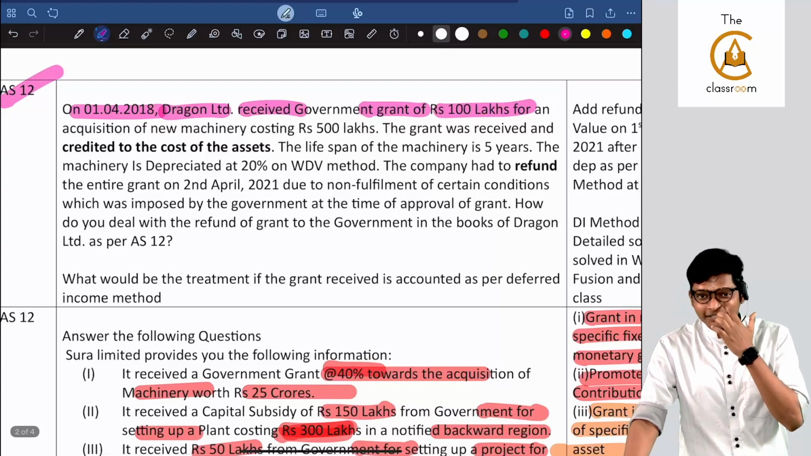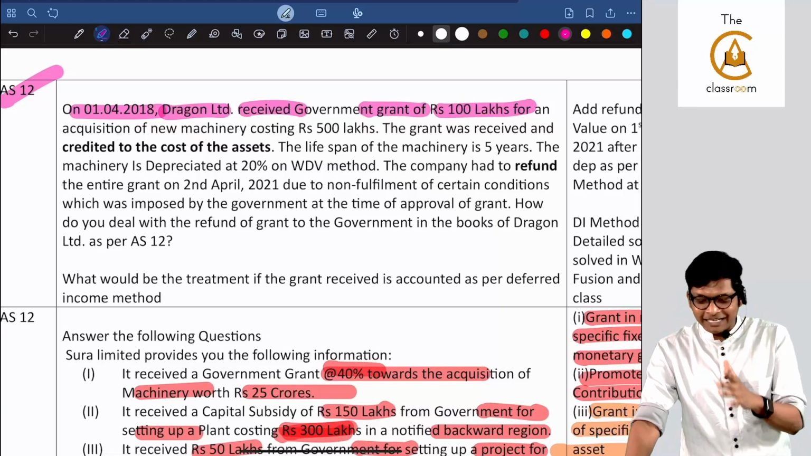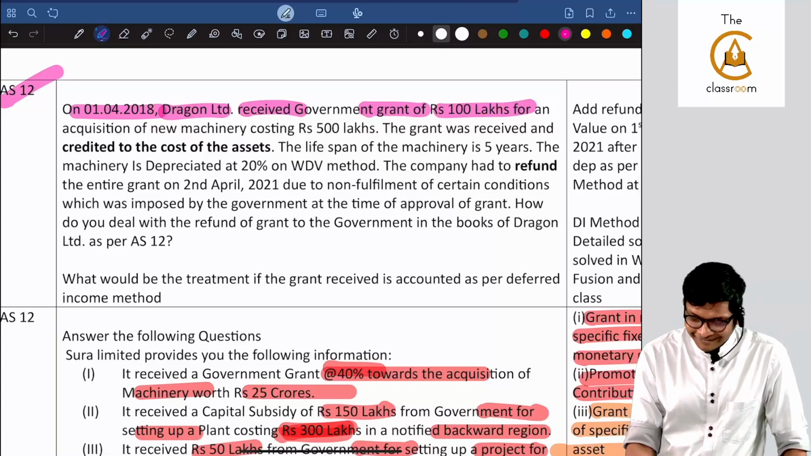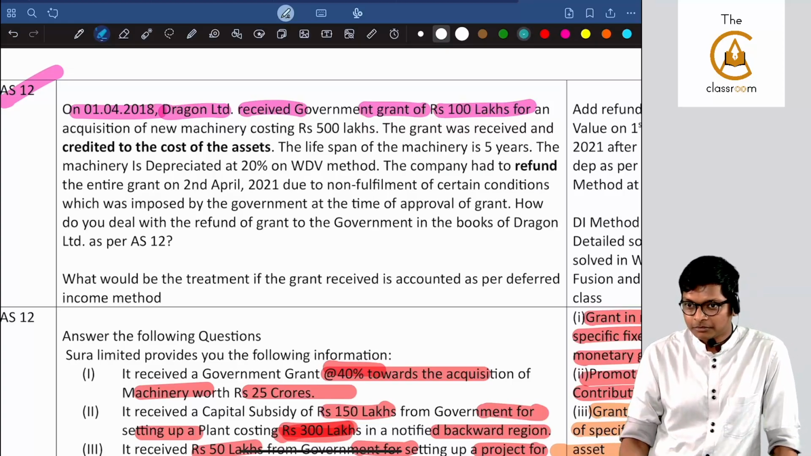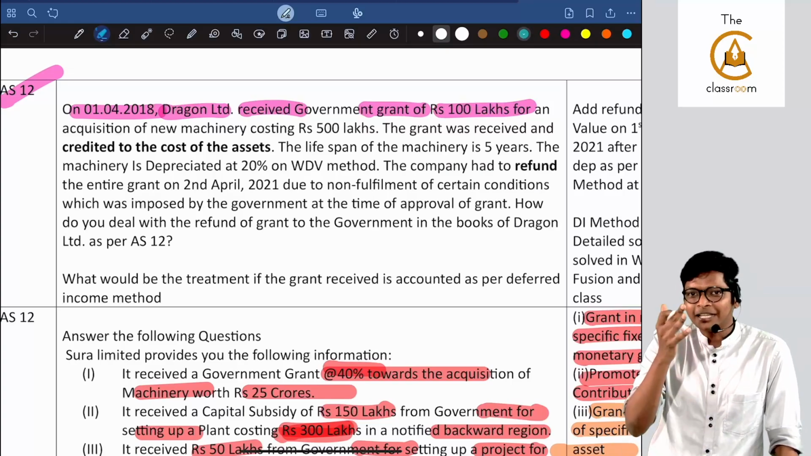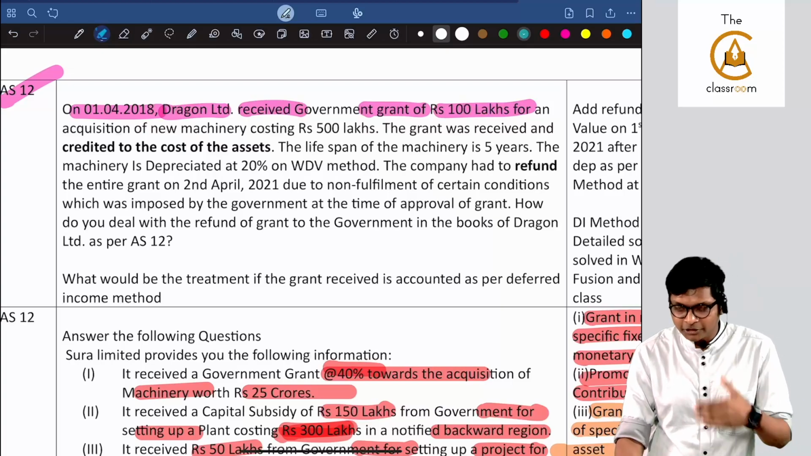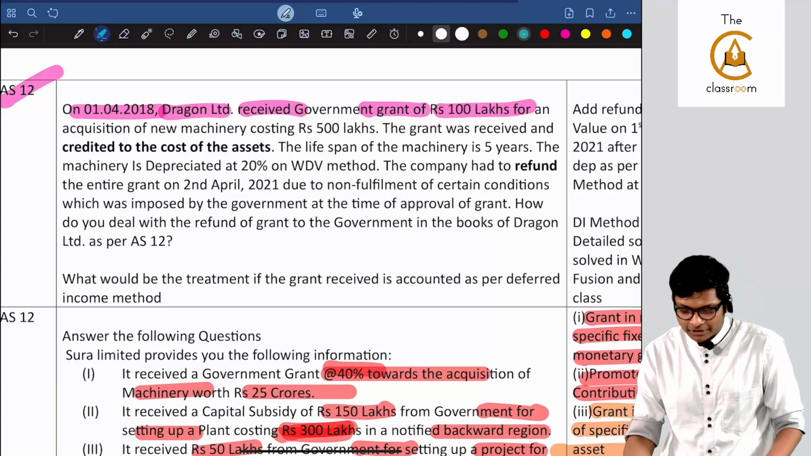On 1st April, non-Tamil students, Dragon Limited now for you. Okay. Hindi that's coming, dubbing, OTT. Yes. Then you can see, guys, all the non-Tamil students you can see in Hindi. Tamil, Telugu, it's anyway there.